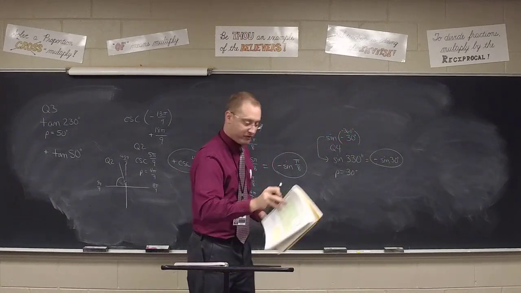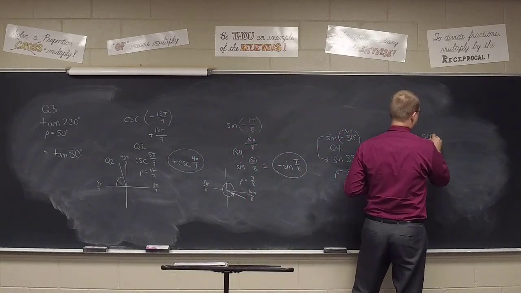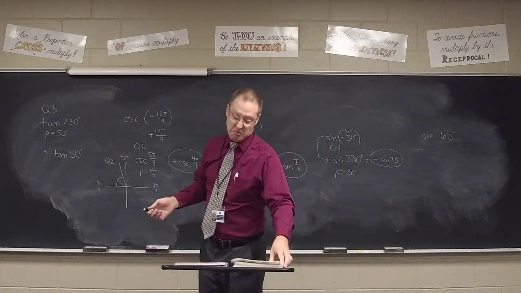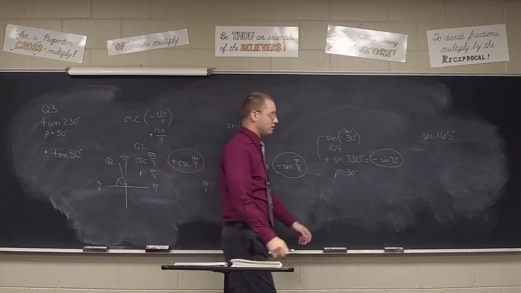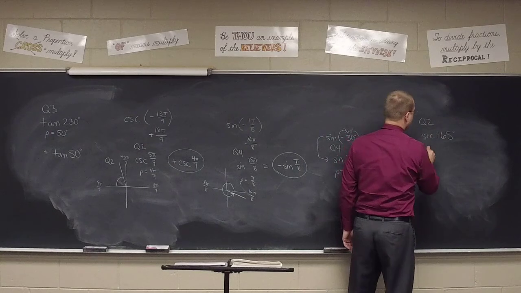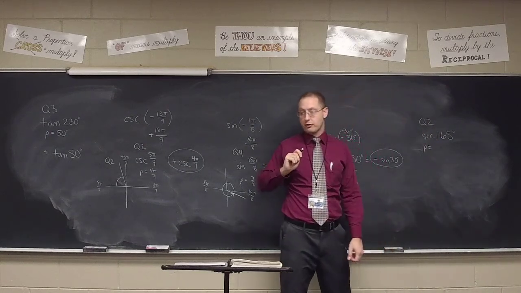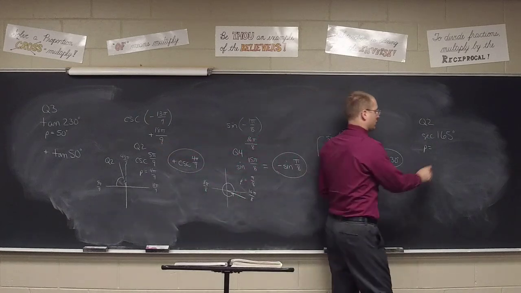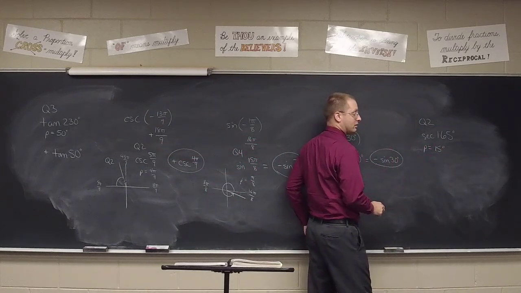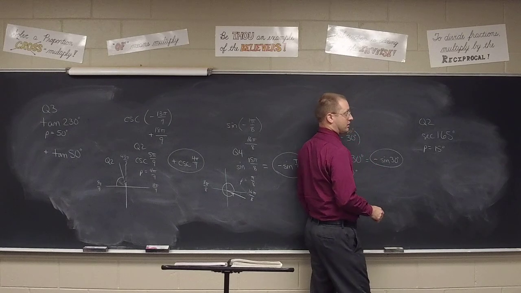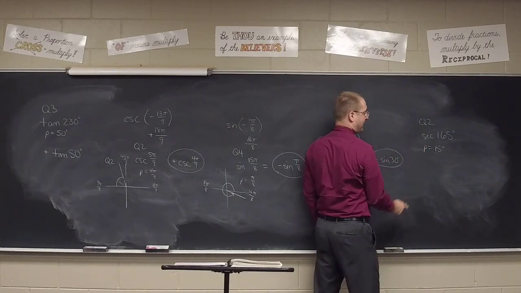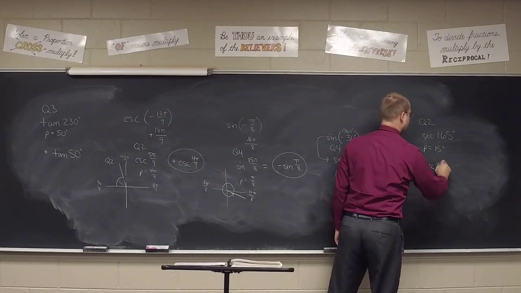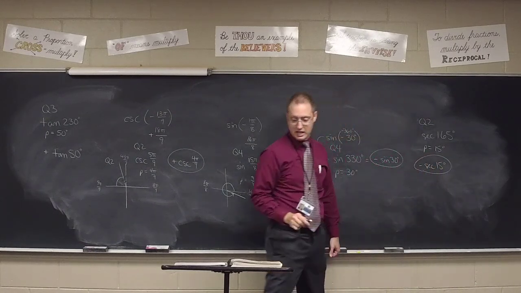Looking at number 5, Ethan, we have the secant of 165. Finally, something that isn't negative, and it's already between 0 and 360. What quadrant? 2. The reference angle in quadrant 2 is measured from 180. How far from 180 is 165? 15 degrees. ASTC, secant is negative, so my answer is negative secant of 15 degrees.